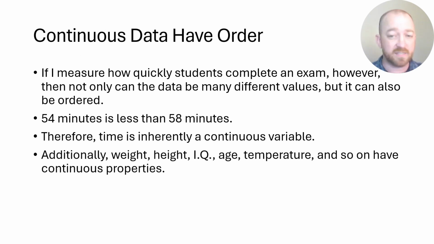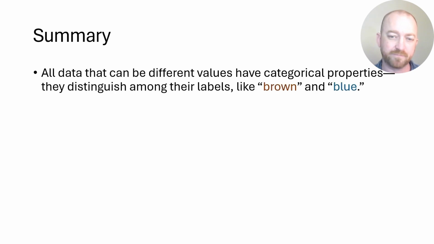Okay, lots of other variables are inherently continuous because they have different values that span a range. Weight inherently has lower values than higher values. IQ, age, all that kind of stuff. So there are lots of continuous variables.